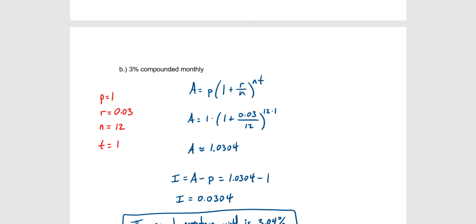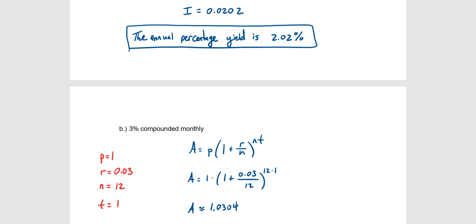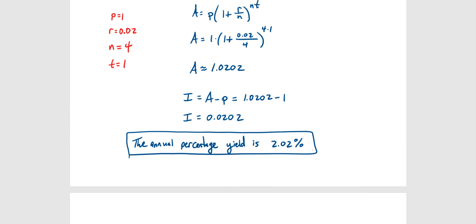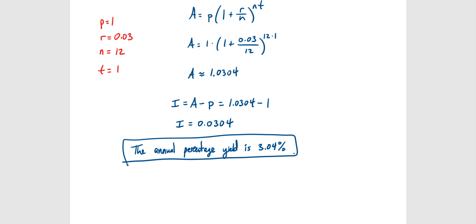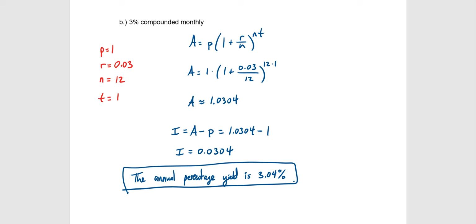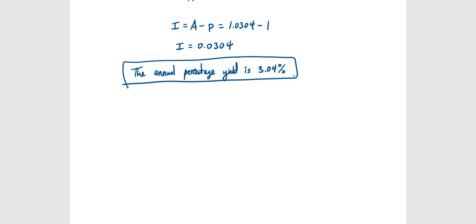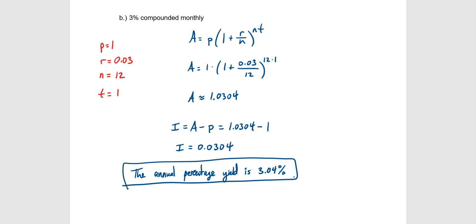So comparing these, the first one gave us 2.02%, and that one was compounded quarterly. The next one, compounded monthly at 3%, was 3.04%. So we can see that the 3% compounded monthly, that one is more. So if you're an investor, that one would be better because it's going to result in the greater interest. But if you're taking out a loan, for example buying a car, then you're going to want the smaller one for smaller interest. So it completely depends on if you're the investor or if you're taking out a loan. Okay, so that is it for this chapter.